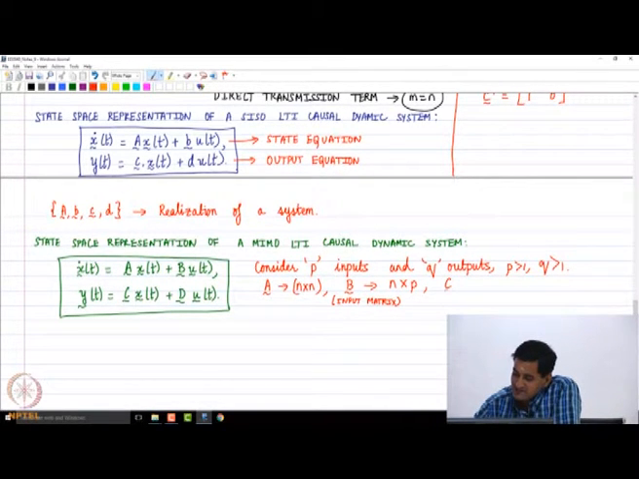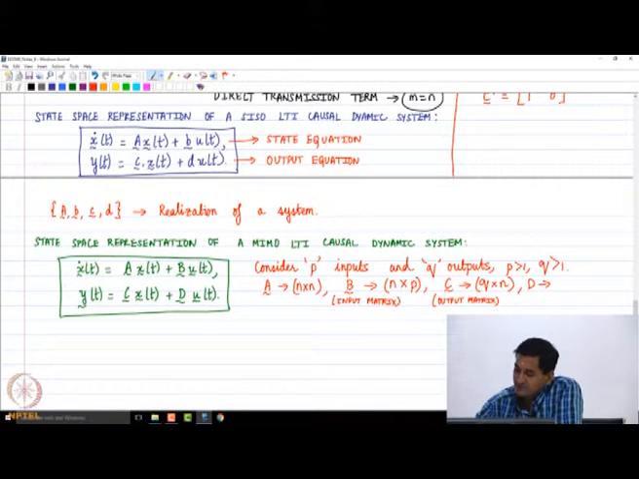And then the matrix C, we call it the output matrix. What would be the dimension? It's going to be q by n. That's what we are going to get for C. And what about the size of D? D is what is called the direct transmission matrix.